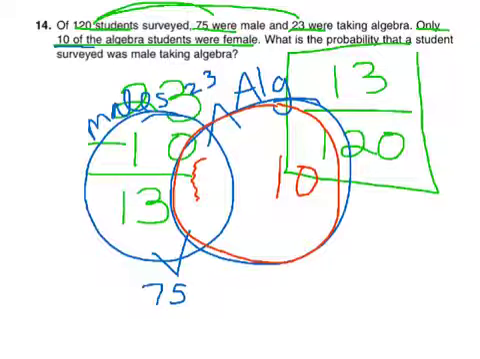Well, we already figured out that these need to add up to 23, so this must be 13, so that'll add up to 23. And then, since this is 13 and they have to add up to 75, this must be a 62. So you can make a Venn diagram that way.